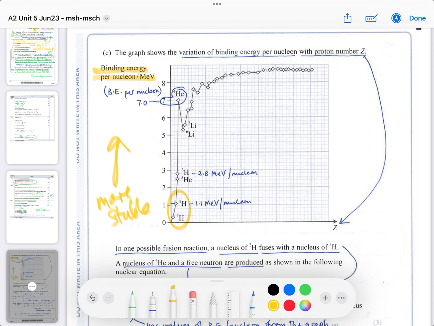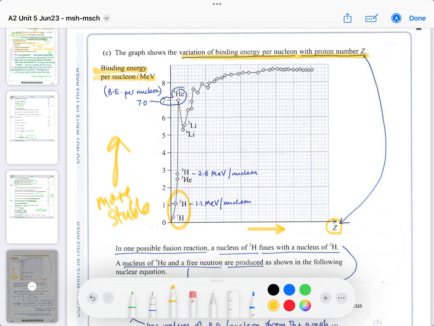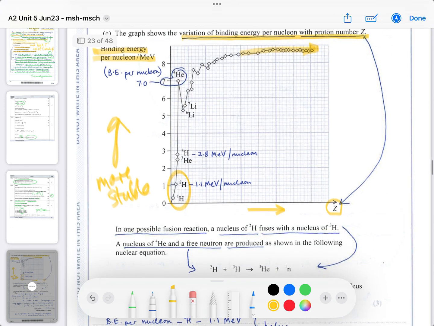Okay, so the graph shows the variation of binding energy per nucleon as the proton number increases. So here we've got the proton number, and bigger nuclei here. As the nuclei's charge size increases, you can see the binding energy increases and then kind of flattens out. It doesn't continue to increase at the same rate. In fact, sometimes it can decrease. So there is a perfect shaped nucleus, which is iron.